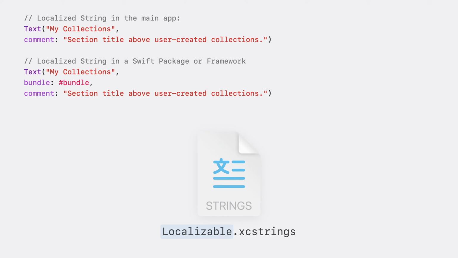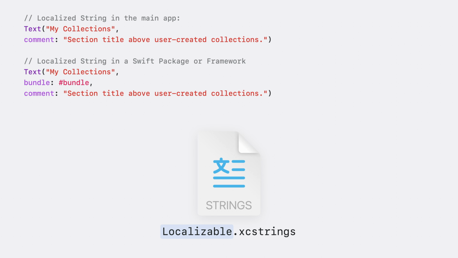Another way to organize your strings is to group related ones together. For example, grouping all strings related to a specific screen, a feature, or user flow. We call groups of strings a table, and each string catalog represents one table. By default, all strings are extracted into a table called Localizable.